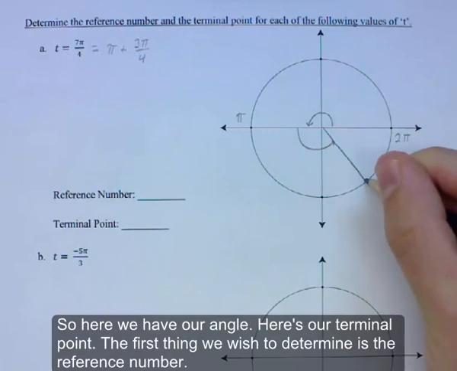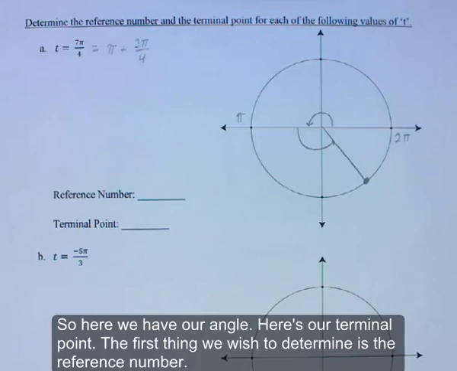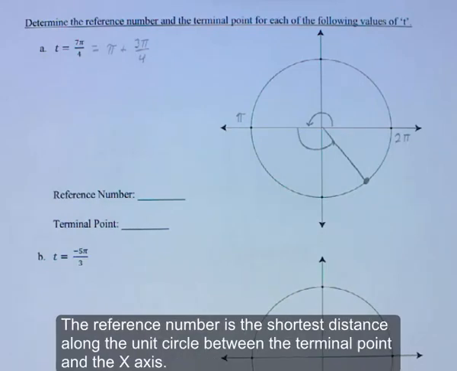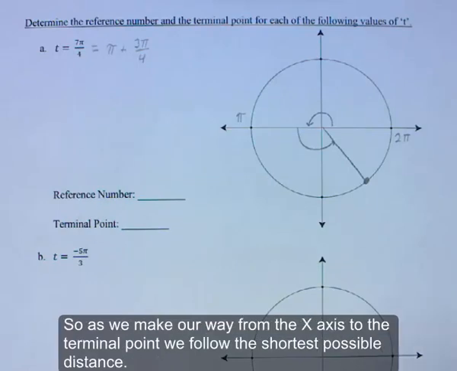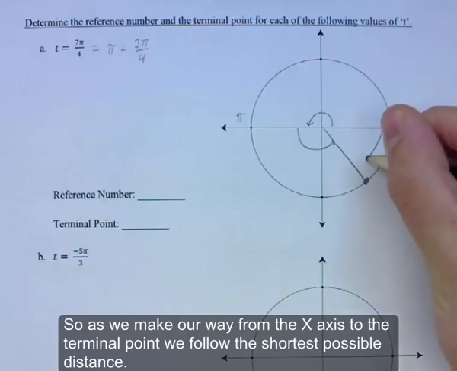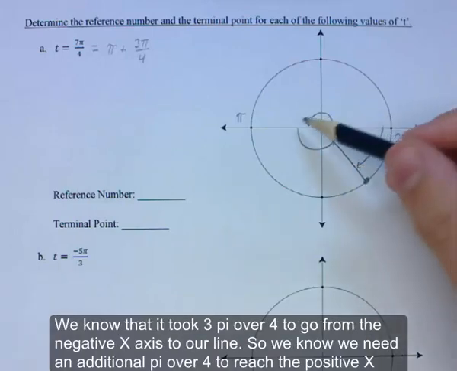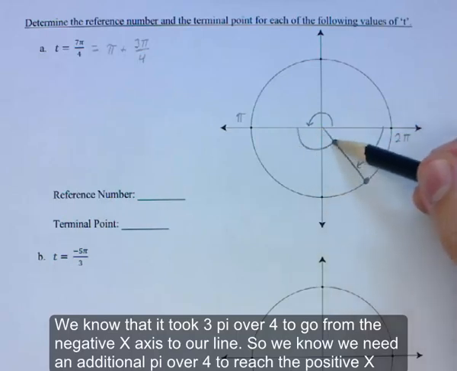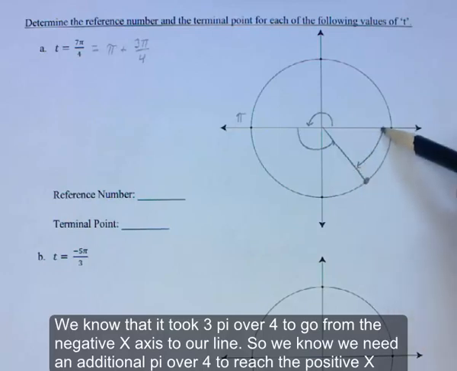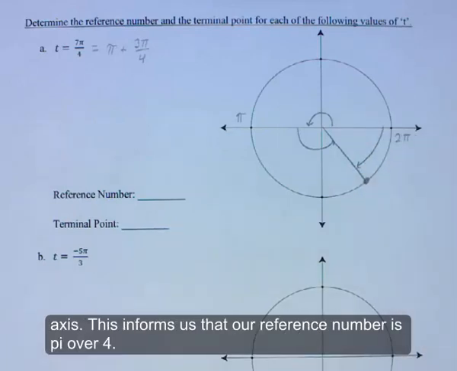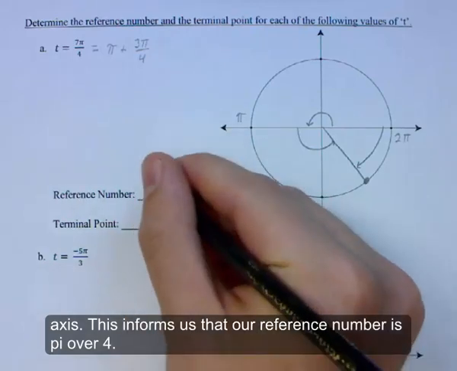So here we have our angle. Here's our terminal point. The first thing we wish to determine is the reference number. The reference number is the shortest distance along the unit circle between the terminal point and the x-axis. So as we make our way from the x-axis to the terminal point, we follow the shortest possible distance. We know that it took 3 pi over 4 to go from the negative x-axis to our line, so we know we need an additional pi over 4 to reach the positive x-axis. This informs us that our reference number is pi over 4.